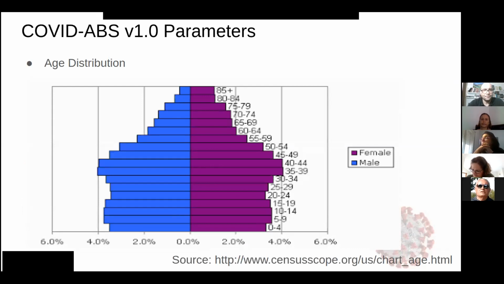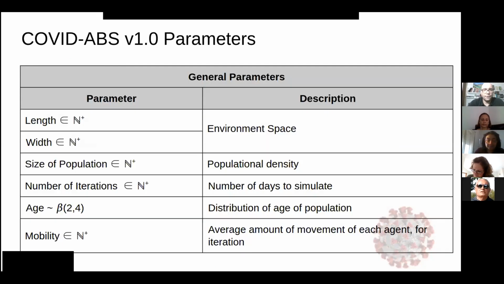This is a demographic variable. It's a table with the amount of the population for each age interval. And the mobility, which is one of our main decision variables to control how much an agent can move along the time. It's our social distancing and social isolation policies.